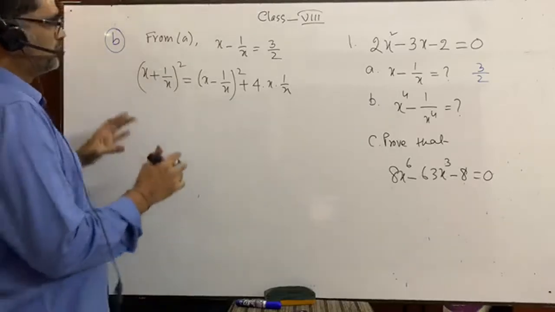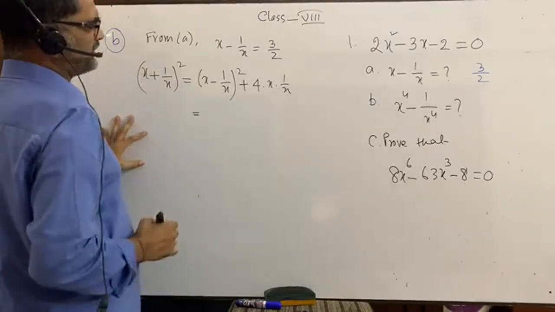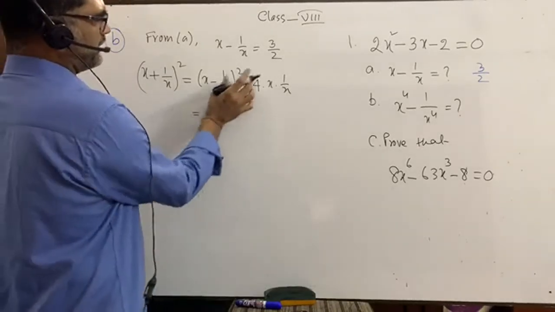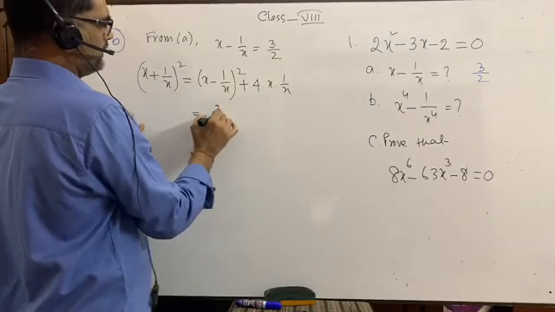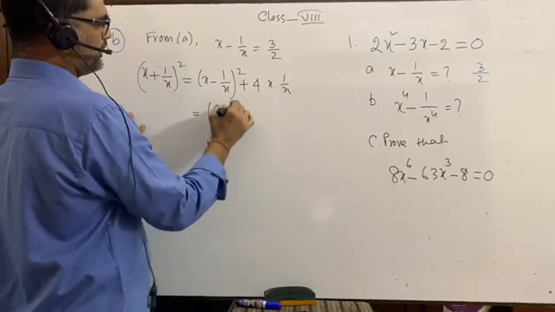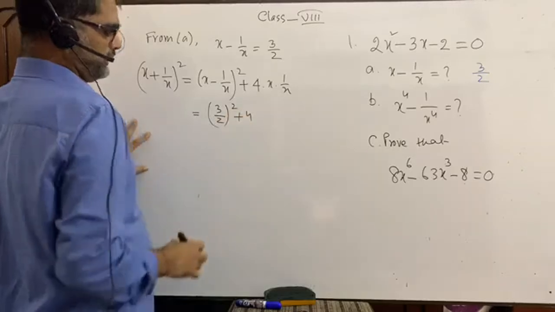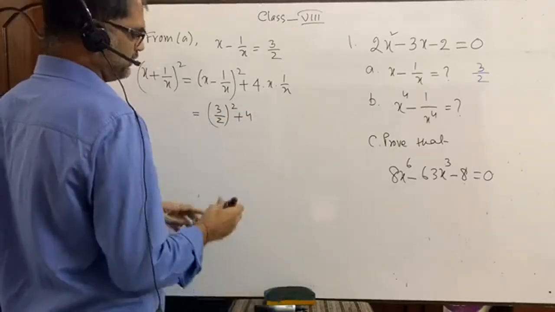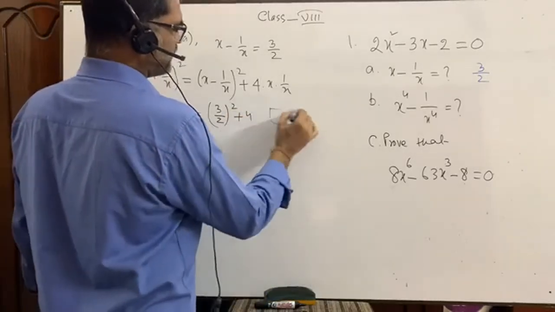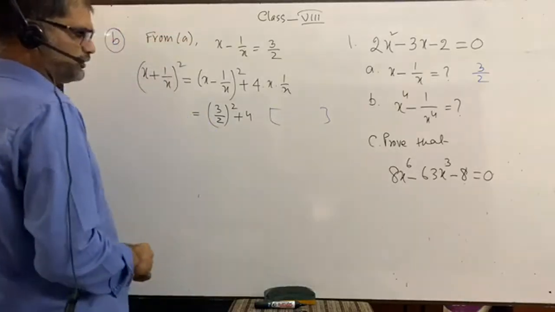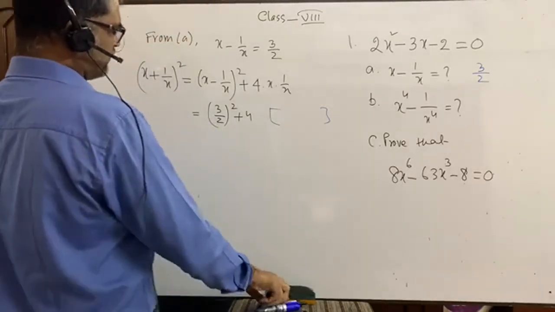That's good. Now what is the value of x minus 1 by x? This is the value here, 3 by 2. So 3 by 2 whole square plus 4. You can give a side note by putting the values. Now just calculate it.